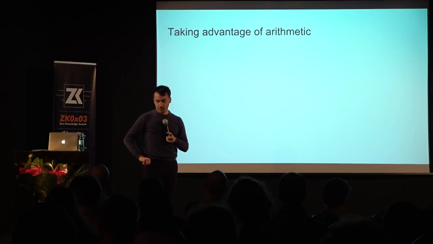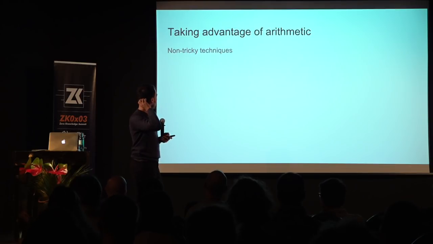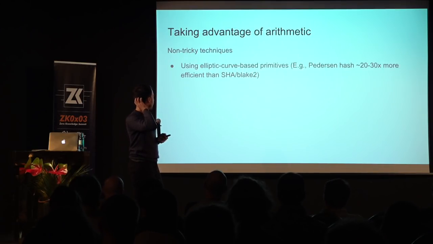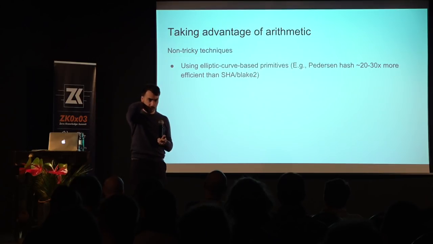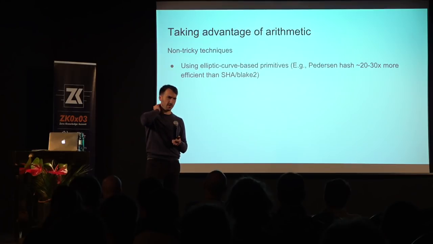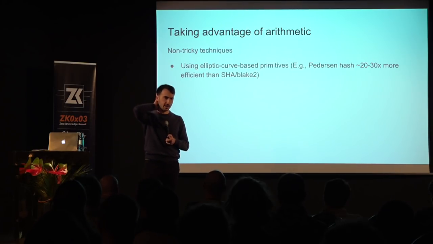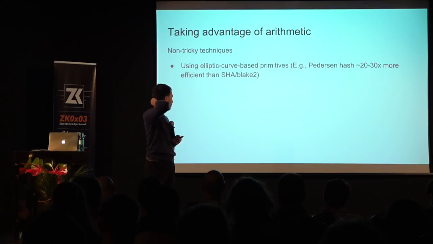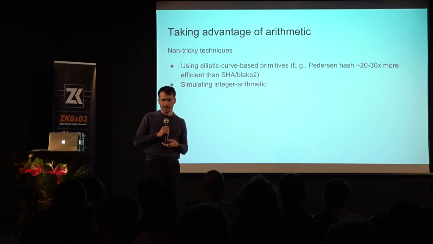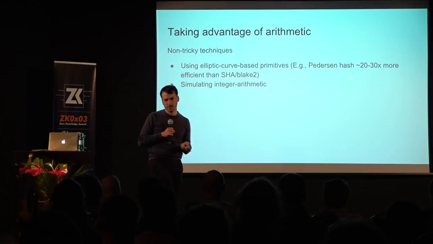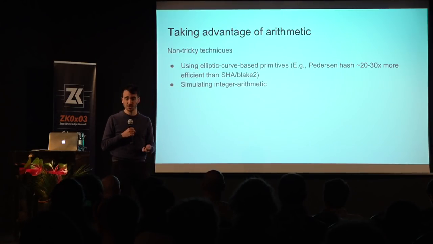Let me say something about taking advantage of arithmetic. All right, 5 minutes. There are non-tricky techniques, like using elliptic curve-based primitives, which I think people know about by now. For example, the Pedersen hash function is like 20 to 30 times more efficient than a bit-style hash function like SHA or Blake2. And another non-tricky thing is just simulating integer arithmetic. Field arithmetic is, as long as you don't overflow, the same as doing integer arithmetic.